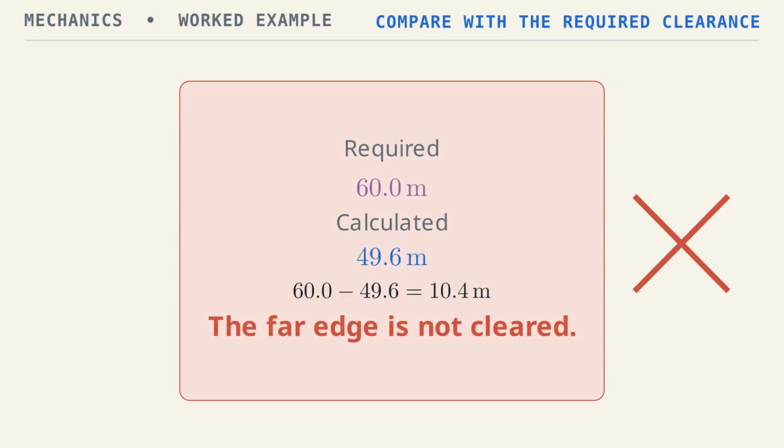Finally, compare the calculated horizontal position with the 60-meter gorge width. 49.6 meters is 10.4 meters short of the far edge. With the stated speed and angle, the agent does not clear the gorge. A numerical answer is not the final step when the question asks whether a physical condition is satisfied.